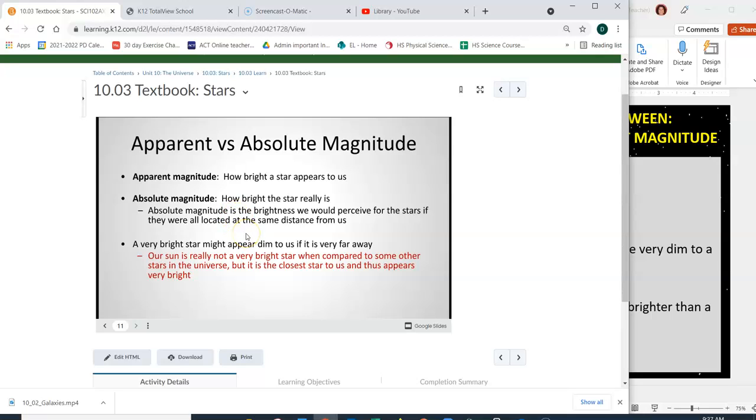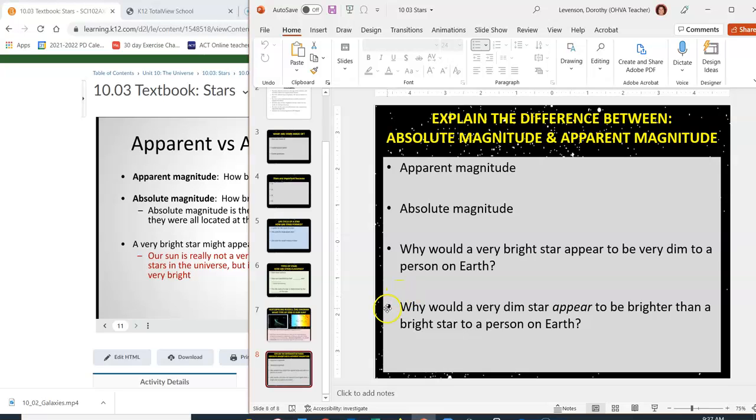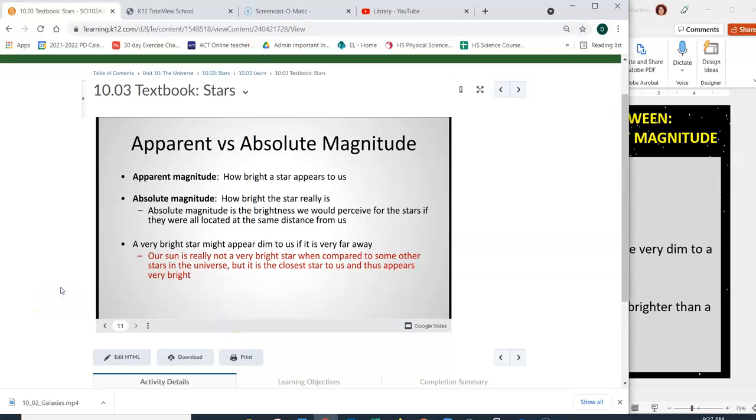So let's talk about absolute versus apparent magnitude. And this is probably a good place for you to take some notes on your PowerPoint, right? So absolute magnitude is how bright is the star actually? How much light is that star giving off? The apparent magnitude is what does it look like to us? So if we're standing on Earth at night and we look up into the sky and we see stars and we say, oh, hey, there's a dim star and there's a bright star, that's how they look to us, right? That's apparent magnitude. One appears to be brighter than the other, but is it really?